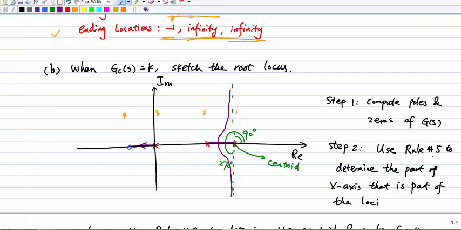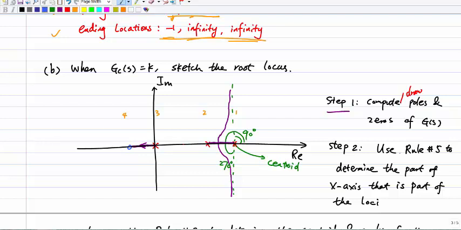Step 2 is to use rule number 5 to determine, and of course with step 1, it also means I need to draw these zeros and poles on the real axis or the imaginary axis, as I did here. So I first compute and draw the poles and zeros of G(s). There are 3 poles, which are 0, 2, and 3. I draw them here. And I have 1 zero, which I draw here.